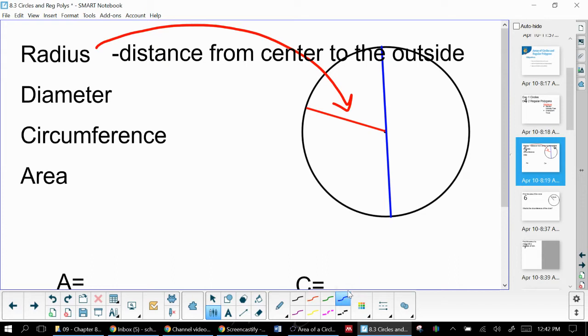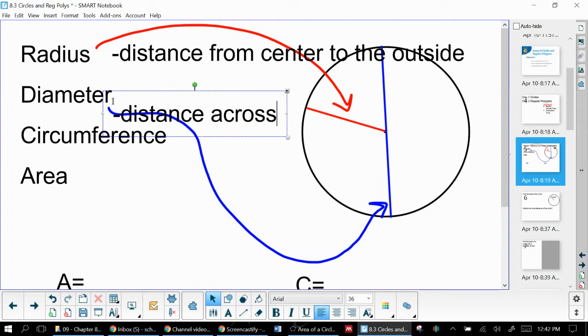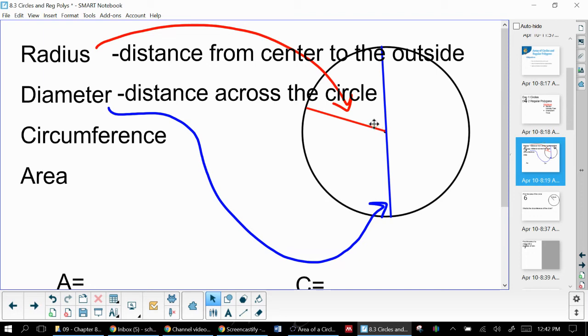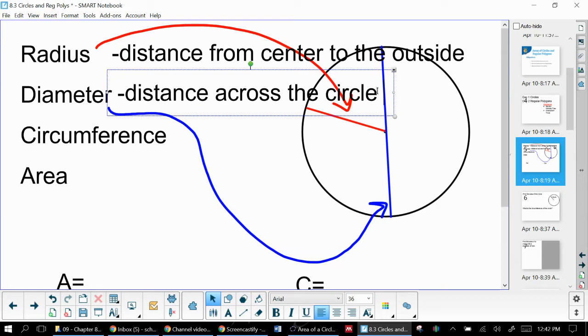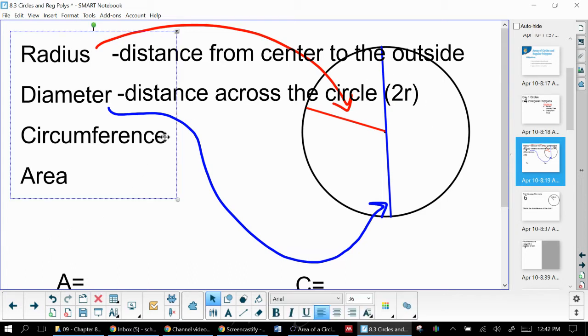Next up, we've got the diameter, and the diameter is just the distance from one side of the circle to the other. It has to go through the center. So that's going to be the distance across the circle. And if you're noticing something here, the diameter is automatically going to be twice the radius. And so we just take the radius times 2 and we get the diameter.